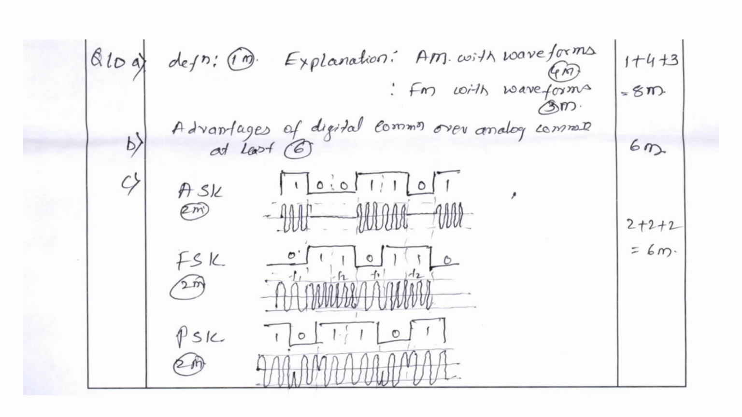And B is advantages of digital communication over analog communication. At least 6 points you have to list down with various parameters. So it is carrying 6 marks. And the C question is nothing but ASK, PSK and FSK. Each of these you have to explain with the waveform. Each carries 2 marks. So totally it is of 6 marks.